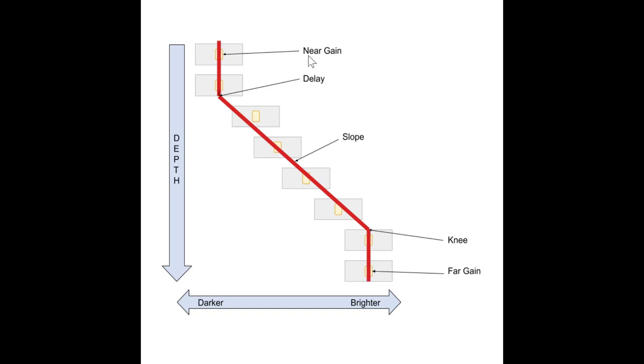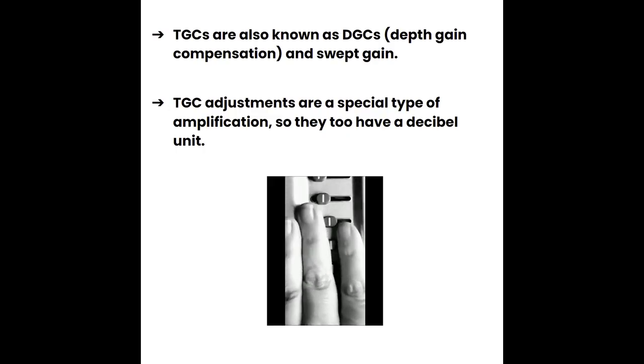So remember that the near gain is going to correspond with our top sliders. Induce a slope going through the middle ones, and then typically you're going to have your far ones a little bit further over. Just some last thoughts on the TGCs then.